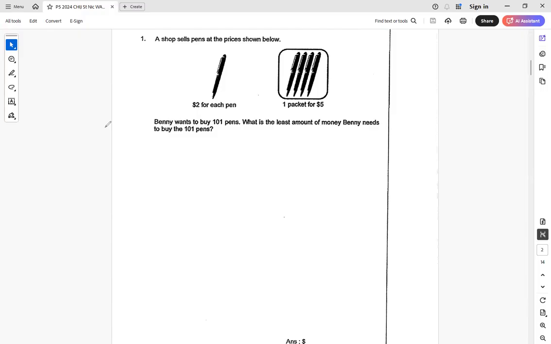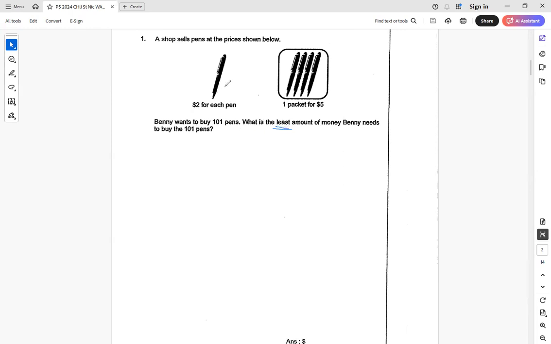Question 1. The shop sells pens at the prices shown below. We have $2 for each pen and one packet for $5. Benny wants to buy 101 pens. What is the least amount of money Benny needs to buy the 101 pens? So this question is asking for least amount.